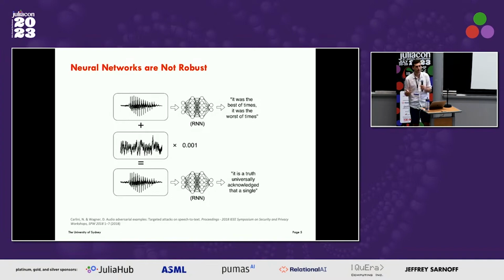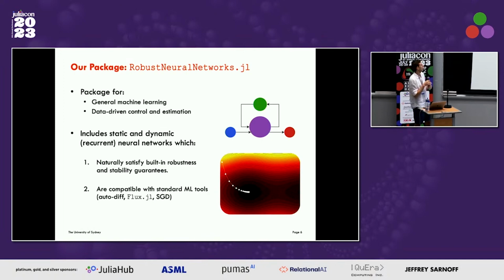So our problem at the moment is that neural networks are not in general robust, and while there are ways of making them slightly more robust, there's no really efficient way of doing it until we came up with our robust neural networks. And in particular, this package, like I said, is for general machine learning, but with a bit of a control engineering flavor, which we'll get to towards the end of it.